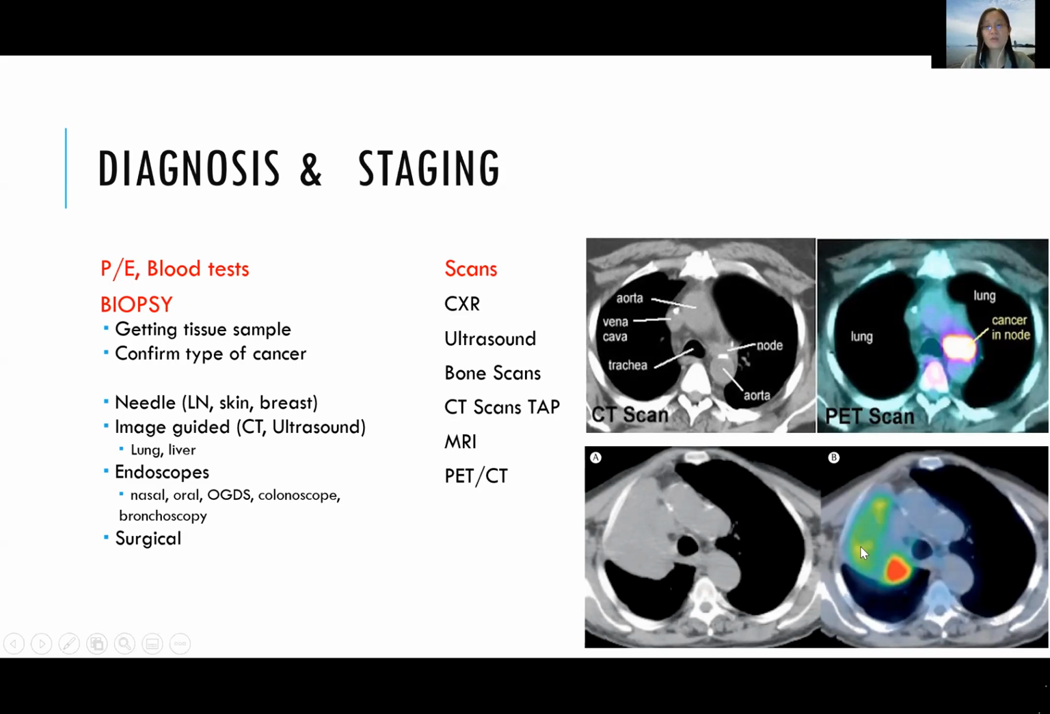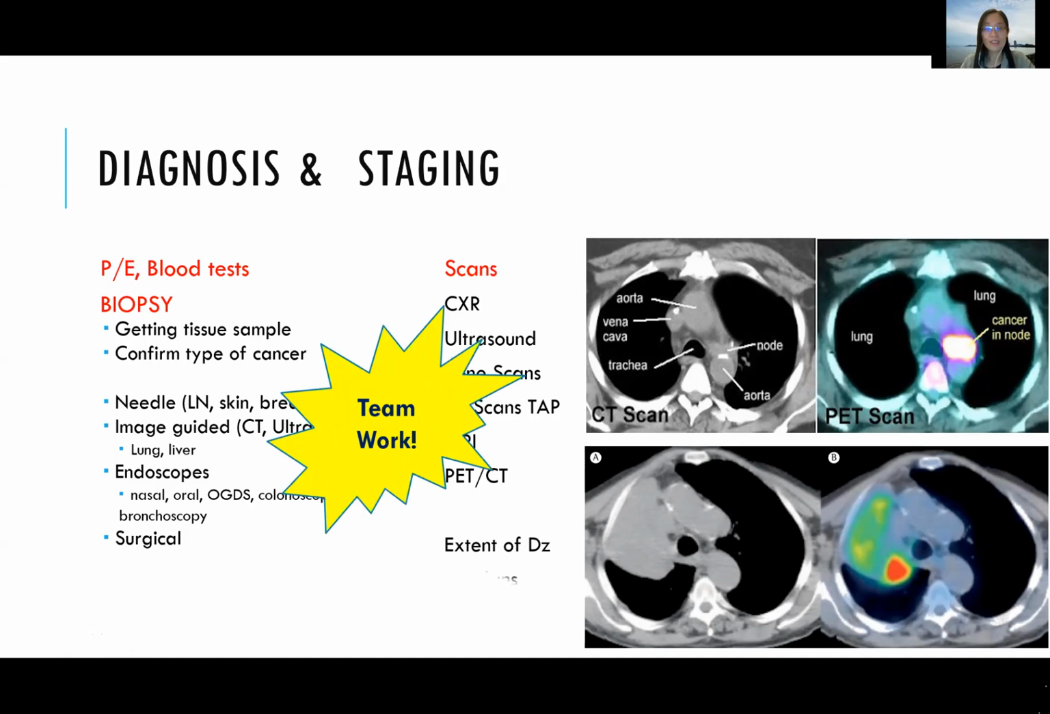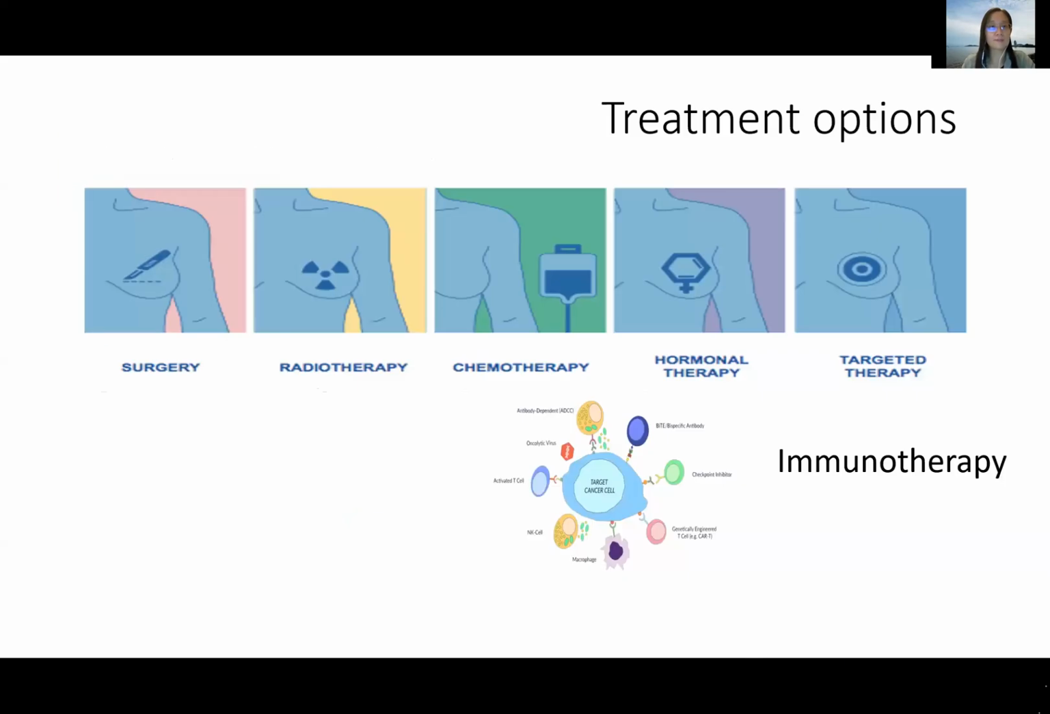Patients may need to repeat a biopsy if you don't get a sample the first time round. So it's a lot of teamwork. We need to loop in surgeons, we need to loop in radiologists, and then we need to involve the pathologists to get all this done. And we need this because we need to know the extent of the disease, the treatment plan and prognosis of the patient before we decide what to discuss with the patient.